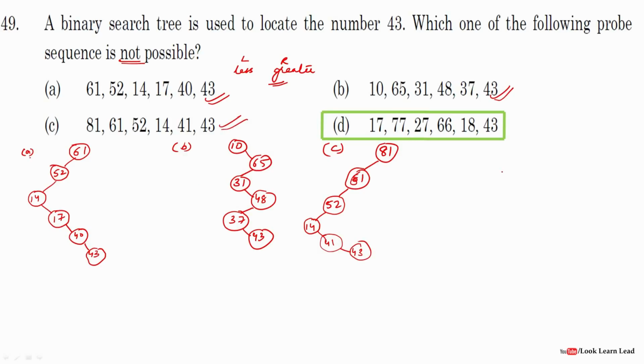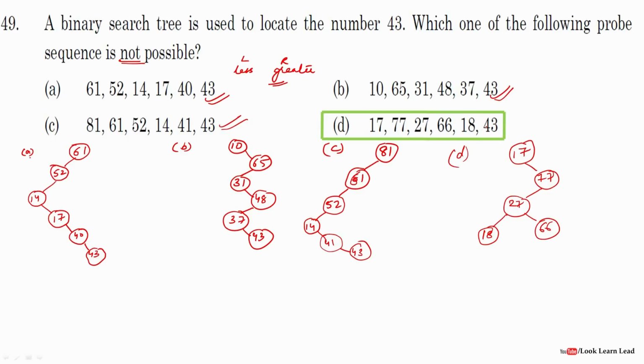Okay, by traversing this, let's see the D part. We have 17 over here. 77 is greater than 17. And 27 is greater than 17 but less than 77. 66 is greater than 17, less than 77, but greater than 27. 18 is greater than 17 but it is less than 70. It is less than 27 also. So it would be here.